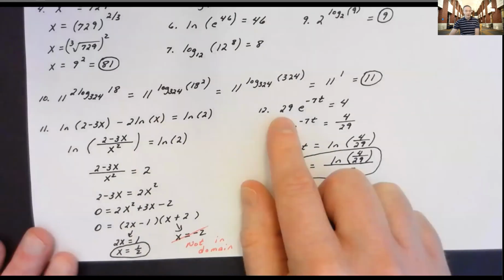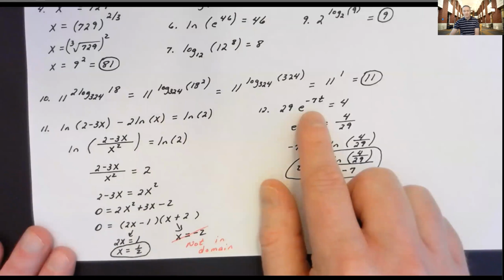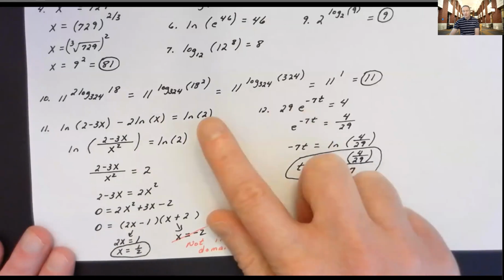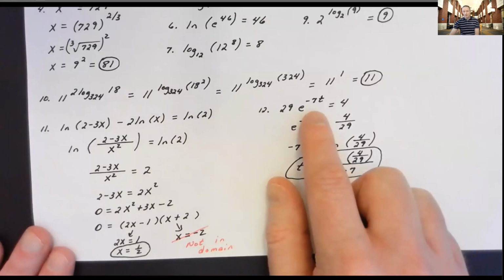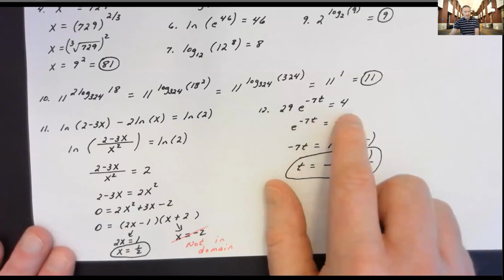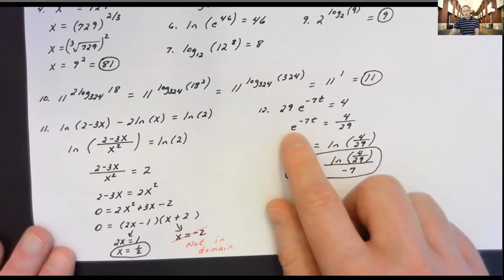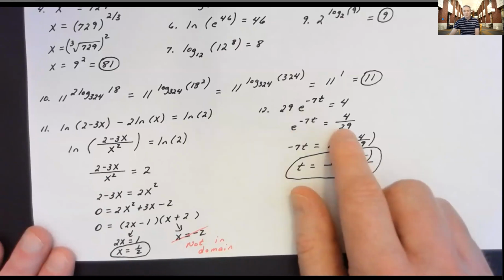Now, for number 12, 11 gave us a logarithmic equation, 12 gave us an exponential equation. Whether you're doing a logarithmic or an exponential equation, the first step of isolating the term is always the same. I need to get that exponential function by itself. I divide both sides by 29. Now I need to get rid of that exponential base e. Well, the inverse of exponential base e is natural log. I take the natural log of both sides.